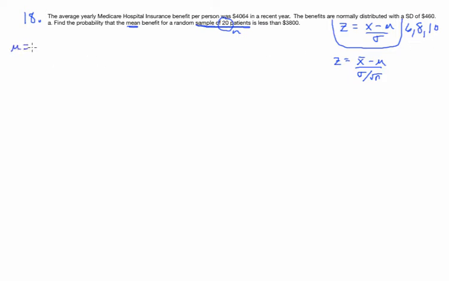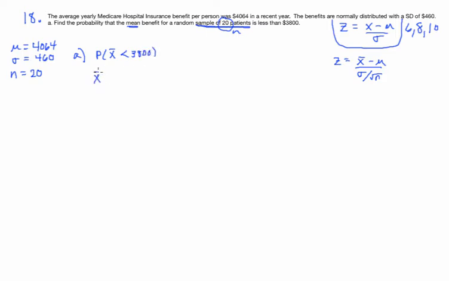So our population mean, 4,064. Our standard deviation, 460. And our n, that's how many patients are in the sample that we're taking, 20. So I want to know that the mean x is less than 3,800. So that means I'm going to find the probability that the sample mean, x bar, is less than 3,800.